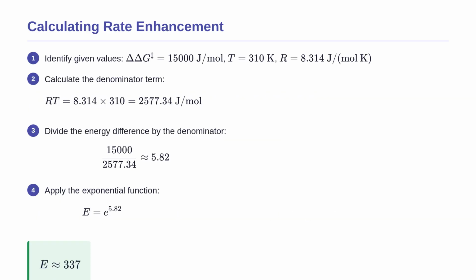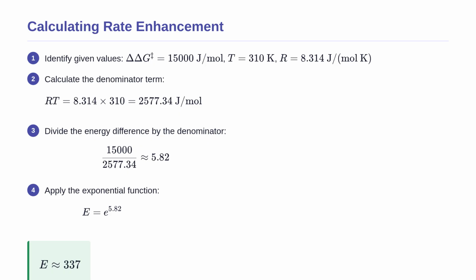Let us see this formula in action with a concrete example. Suppose an enzyme lowers the activation energy by 15,000 joules per mole at a normal body temperature of 310 Kelvin. We want to find the rate enhancement.